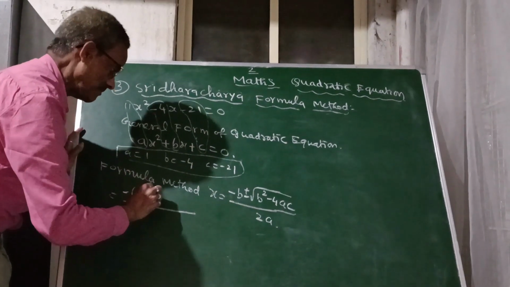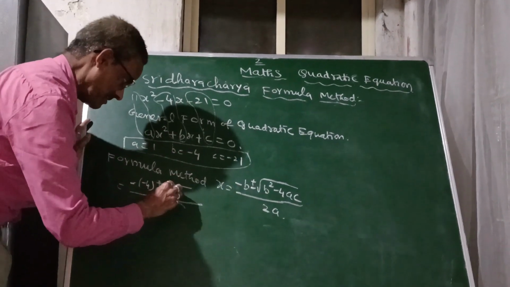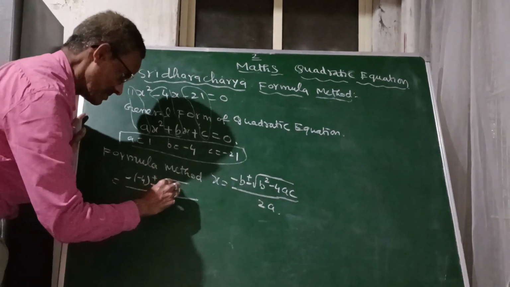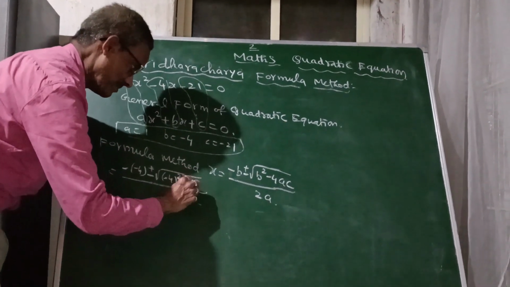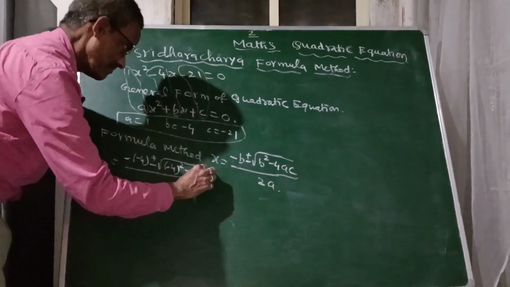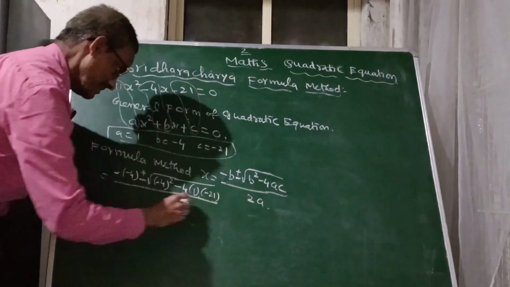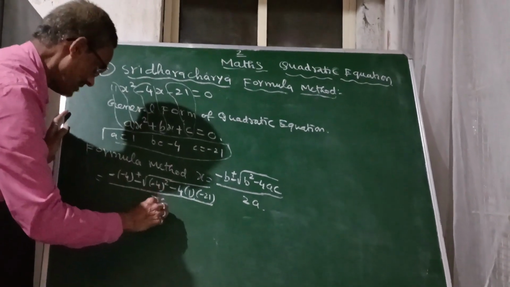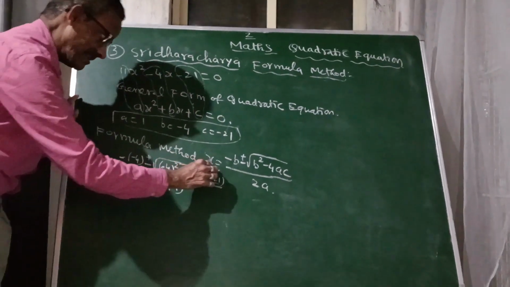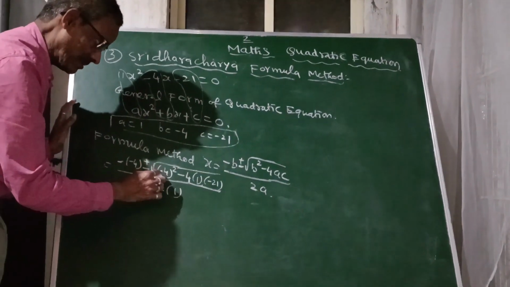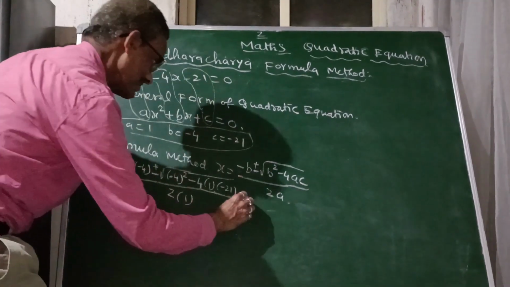Then afterwards, plus or minus the square root of b². b² means here b is -4, so for that you put the whole square. Then minus 4ac is there: minus 4, a is 1, and in the place of c there is -21, which you also write, divided by 2a. 2a means a value again 1. While writing the square root, you have to write this entire part under it. You should not stop here; the entire expression is covered with the square root. Okay, now simplify this value.